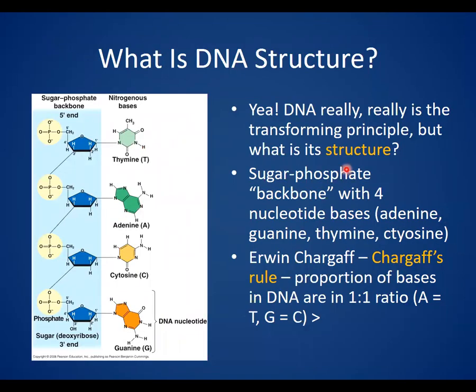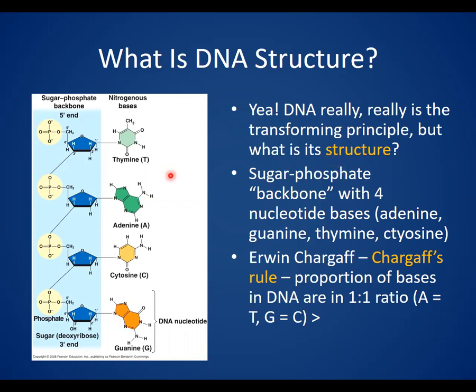So the next question became, okay, if the transforming principle is DNA, how does it carry so much information about how to make an entire organism? How can it be replicated so well that parents pass it on to offspring and the offspring are almost exactly the same as the parents? But how could it be changeable such that mutations can occur and populations can evolve over time? So that was the next question, the study of the structure of DNA.